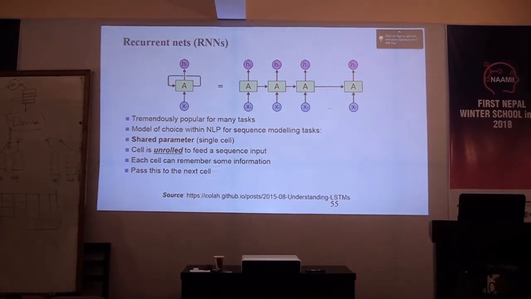So it is basically a cell with a loop. The first word goes into the cell, and the output of the cell goes as input to the next one.